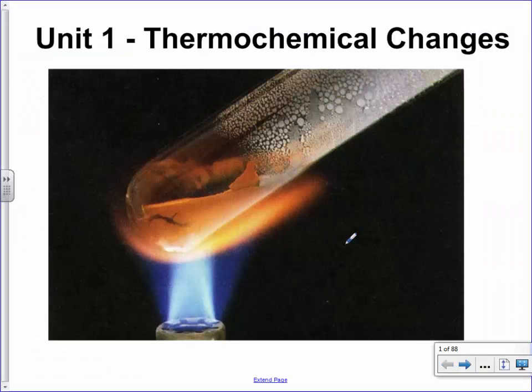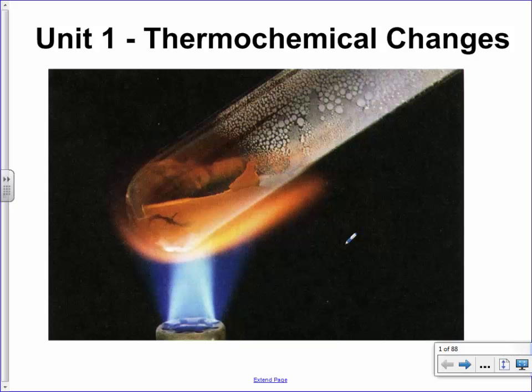Okay, so our first unit is on thermochemical changes. Same stuff as always, by the way. I'll always make sure I give you all of the notes. Just write down the stuff we talk about. So the first thing I might point out is, you guys don't have this slide, probably. And what does thermochemical mean to you guys?